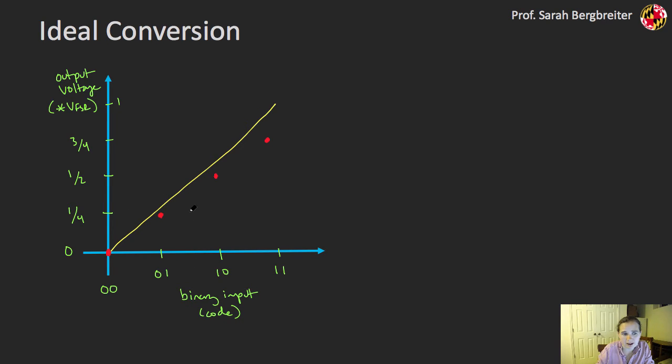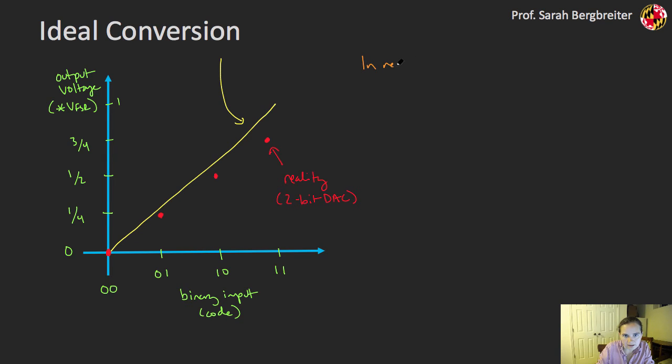And remember, this is not drawn as a continuous function because my inputs here are discrete. I have digital inputs, and so they only exist at certain points here. The output, of course, is continuous. So this yellow line is our ideal conversion, and these red dots are our reality, based on a 2-bit DAC. We can obviously have more bits and have a better approximation of that ideal conversion.